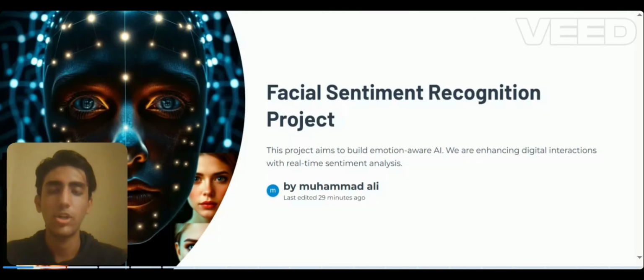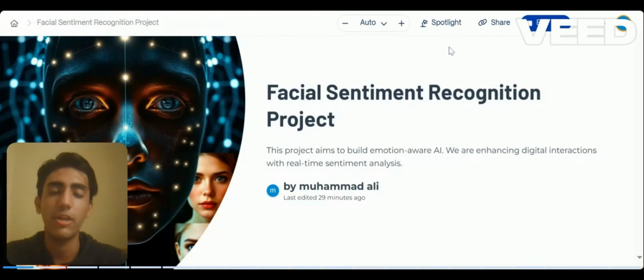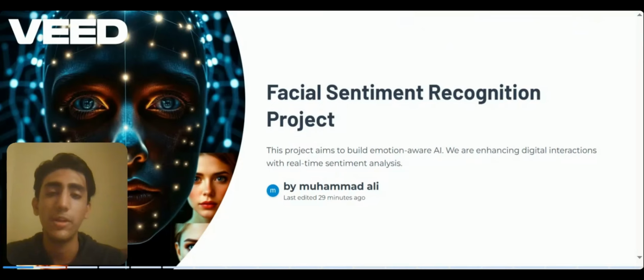So today we'll be talking about facial sentiment recognition using deep learning. Deep learning is a subset of artificial intelligence, and basically what we're going to do is observe the face of a person and accurately understand which emotion he or she is currently feeling based on the expression. Now this should be real time, obviously.